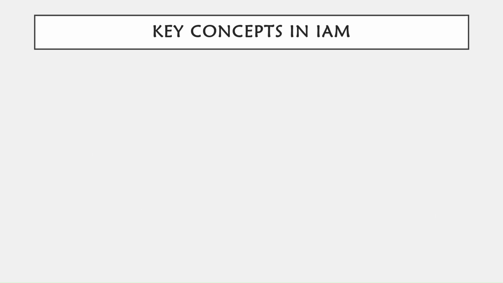So let's understand the key concepts in IAM. Let's see what are the concepts we have. The first concept we have is a user. It's an individual identity with specific permissions. A user represents an individual identity within AWS. It can be a person or a system that requires access to AWS resources. And what are the characteristics of users?